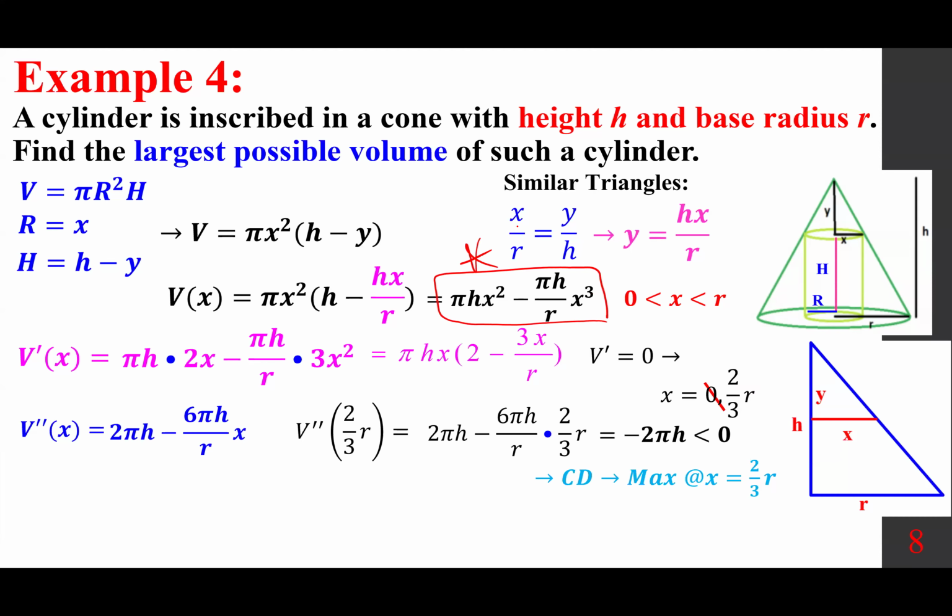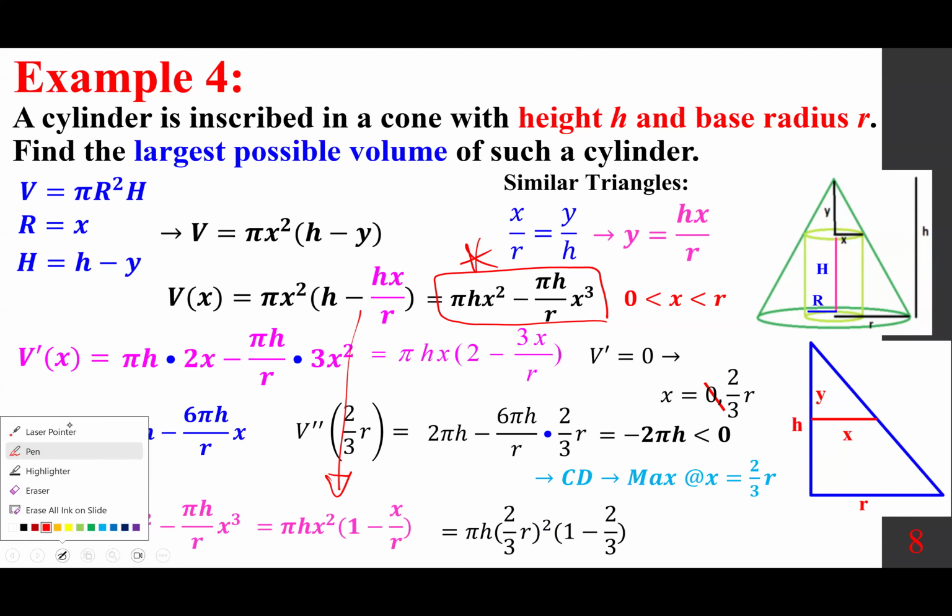Probably this one. Pi h squared minus pi h over r x cubed. You plug in, or you can plug it into this format. Either way. So pi h times x, 2/3 r squared, 1 minus x, 2/3 r divided by r, which is 2/3.